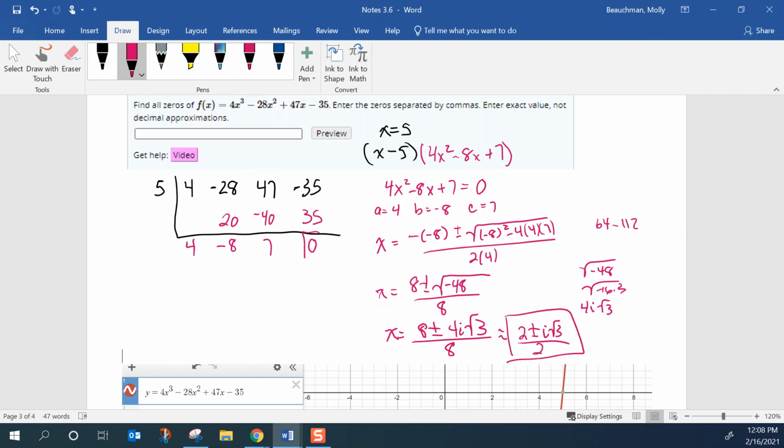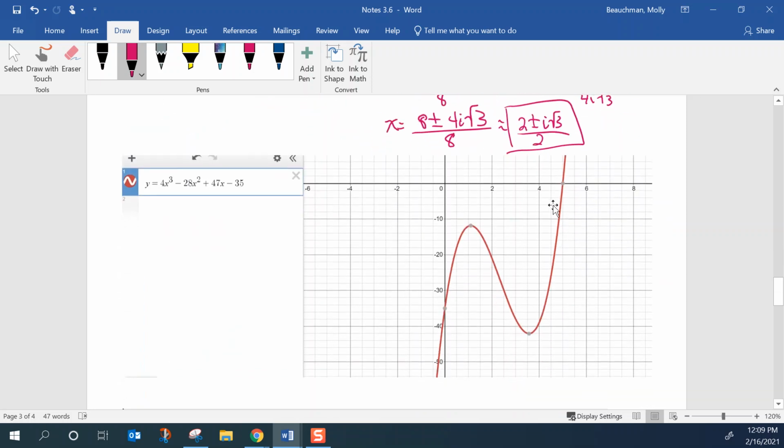So now, entering the exact values, find my zeros and separate them by commas. The zeros are 5 is one of them, 2 plus i square root of 3 over 2, and 2 minus i square root of 3 over 2. So those are the 3 zeros. And the graph let us know what our first rational zero was. And then we had to use synthetic division, then quadratic formula to find the other 2.